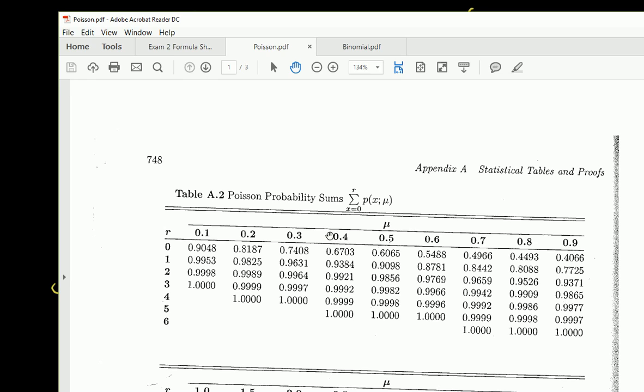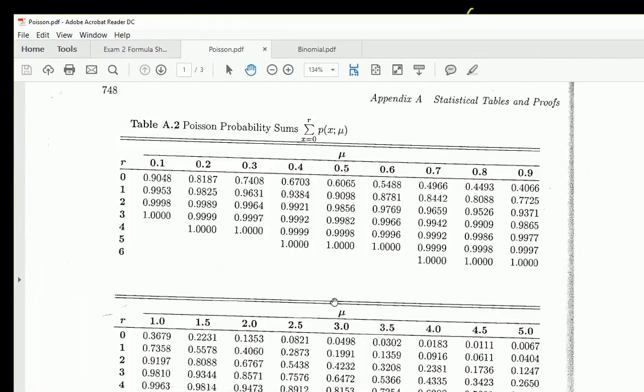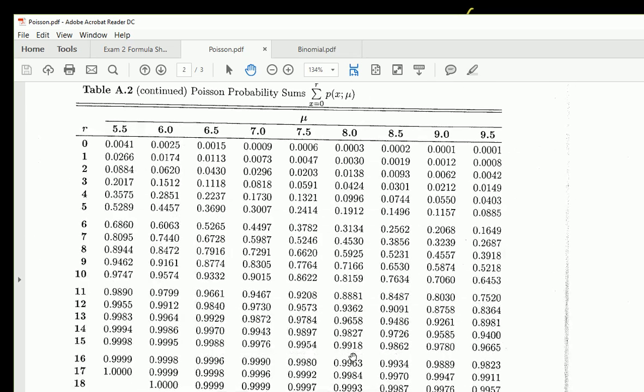Let's see if we can use it. So let's see, what do we have here? So R, what is R, right? R is, so this is a CDF, right? So we're summing. These are not PDF values, these are CDF values, okay? So it's a sum from 0 to R, okay? And then these are all the different values of mu. Let's see, what's our value of mu again? It's 6, so 6 over 1. So what is 6? Let's see, right here. All right, we want to know 4. Is that the answer right there, 0.2851? No, that's not the answer, right? Because that's the probability that x is less than or equal to 4.